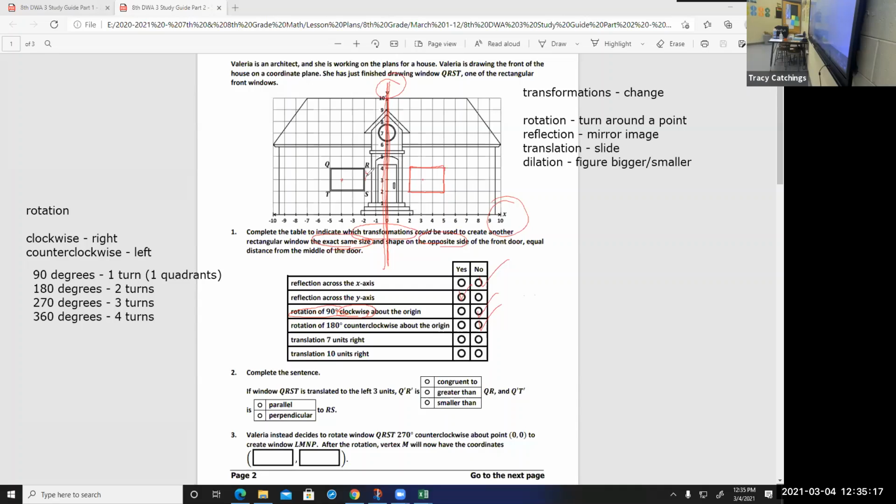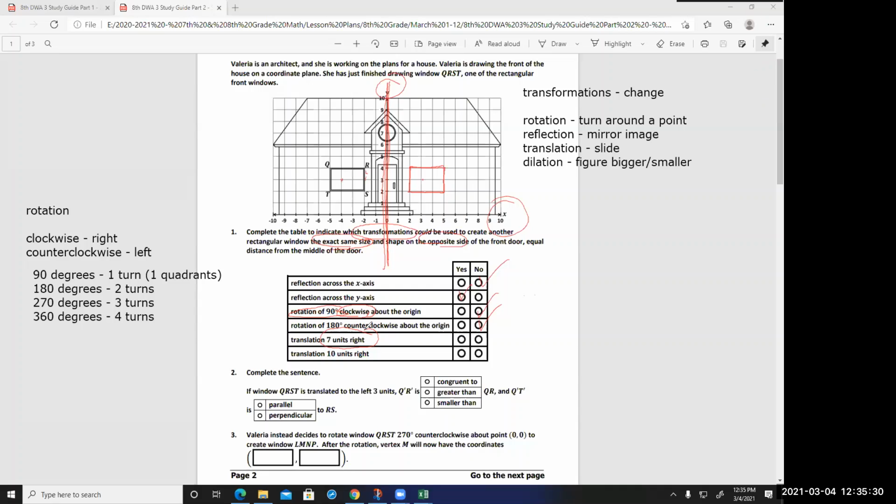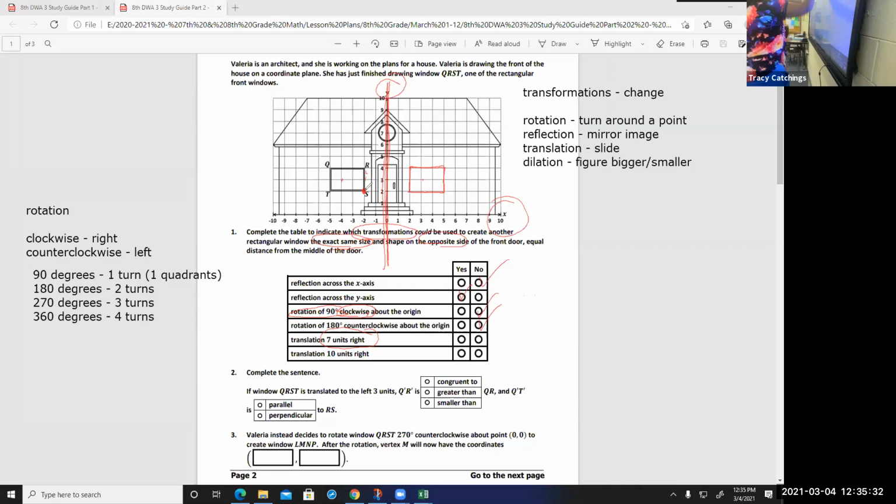All right, the next one says translate. We already said translate means to slide. So looking at this image, give us one of those alphabets. Which one do we want to look at? Q, R, S, or T? S, all right. So this is S. So we're going to translate, or slide, S 7 units to the right. 1, 2, 3, 4, 5, 6, 7. Would S be right there? Oh yeah, that'll work.